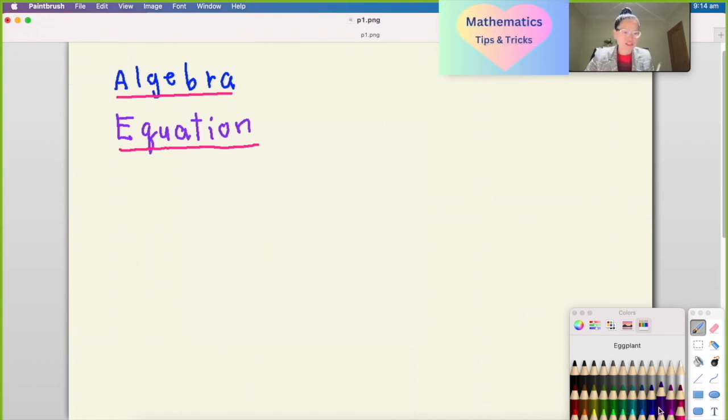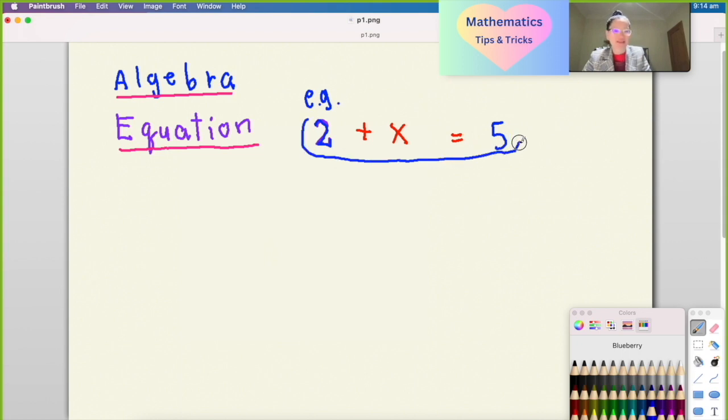Solve the equation. For example, if you have 2 plus x, you don't know x, 2 plus x equals 5. What is the number that 2 plus it is equal to 5? This is an example. Yes, it's 3. But I would like to teach you.